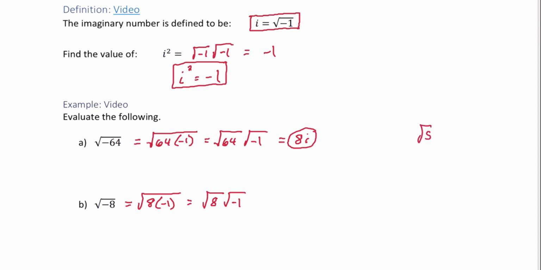Square root of 8 we can write as 4 times 2. We want to use 4 because 4 is a perfect square that is a factor of 8. We can then rewrite this as the square root of 4 times the square root of 2, which is 2 square root of 2. Going back to our square root of 8, we get 2 square roots of 2. And then remember the square root of -1 is i.